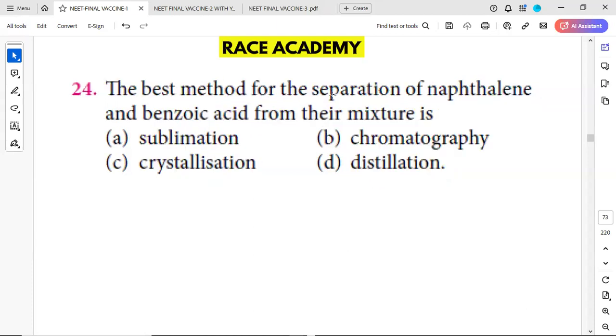The best method for the separation of naphthalene and benzoic acid from their mixture is crystallization, because both benzoic acid and naphthalene sublime on heating. That's why we cannot easily separate them by sublimation. Benzoic acid is soluble in warm water. Naphthalene is not soluble. Therefore, they can be separated by crystallization. Crystallization is the answer for this question.